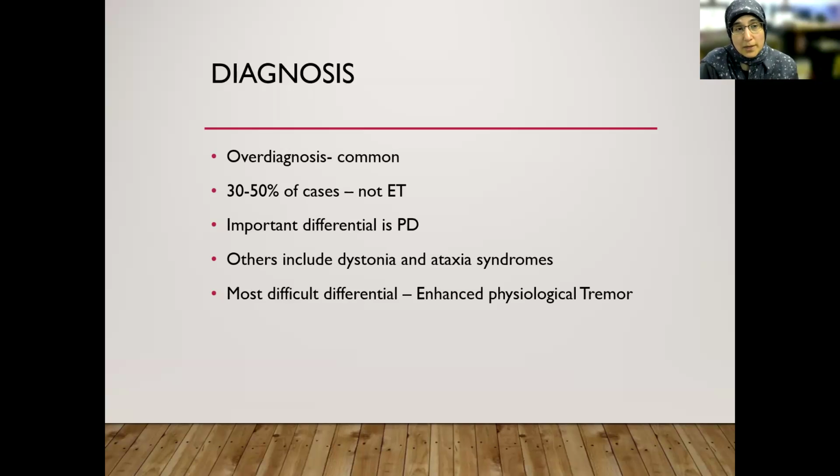Now, having said that, overdiagnosis is very common. There was a big study in which they looked at the diagnostic accuracy of essential tremor, and it was noticed that close to 30 to 50% of cases who were labeled as essential tremor were not essential tremor. The important diagnosis which was missed was Parkinson's disease. And then there were other diagnoses which were missed, like dystonia, which is the abnormal posturing due to overactive muscles, and then ataxia syndromes. Another important thing which was missed was the enhanced physiological tremor that we talked about. So overdiagnosis or missed opportunities definitely can happen in certain cases.